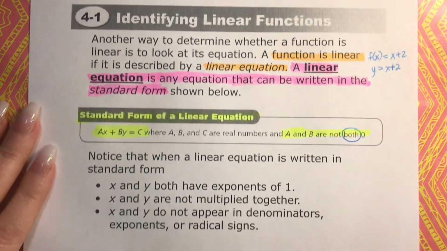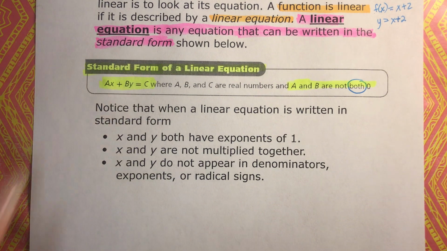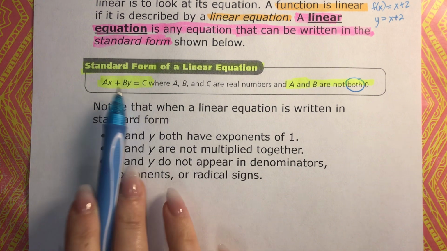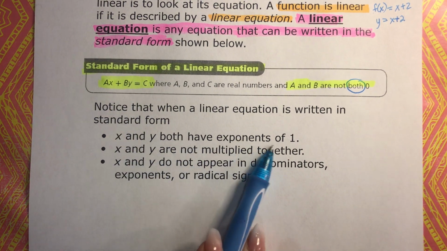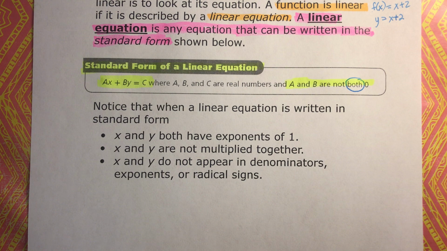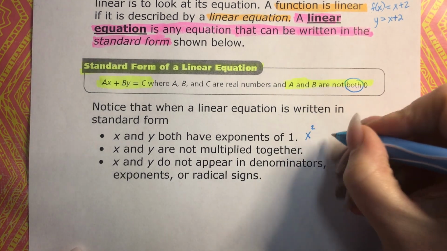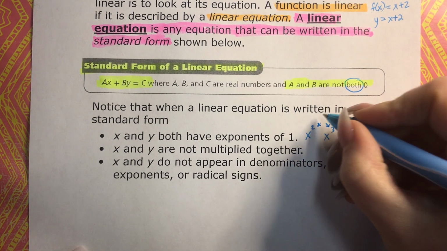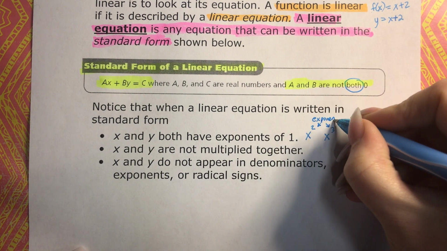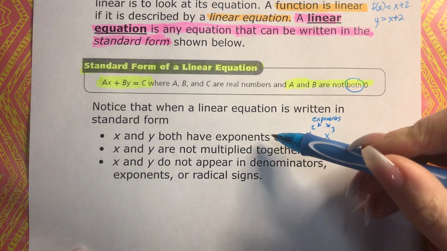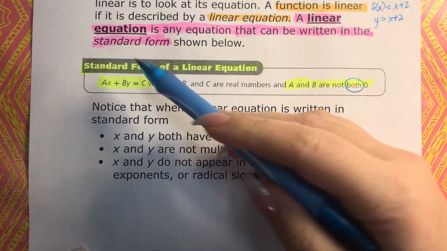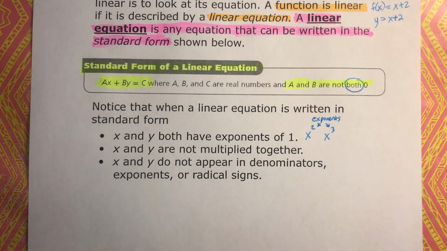So here are some characteristics of a linear equation. Okay, so notice that when a linear equation is written in standard form right here, x and y both have exponents of 1. All right, let's talk about exponents and what exponents are. Whenever you have something like x squared or x cubed, those little numbers up there are called exponents, right? So what this is saying is that x and y can only have an exponent of 1. So what does this look like? It looks just like a regular x, right?